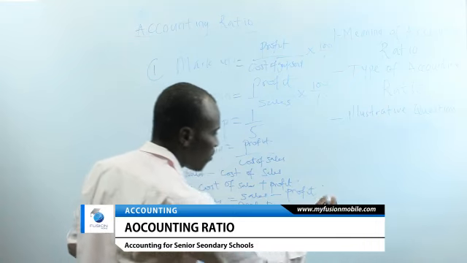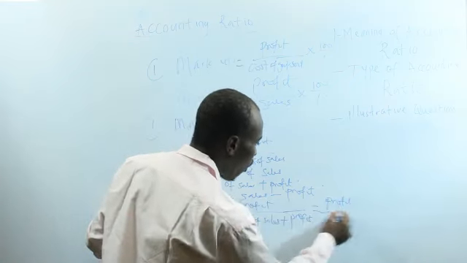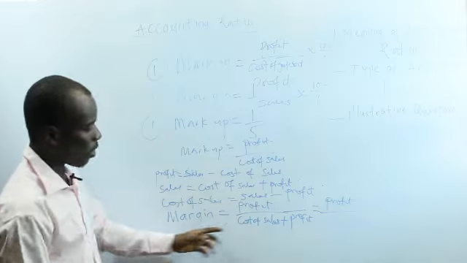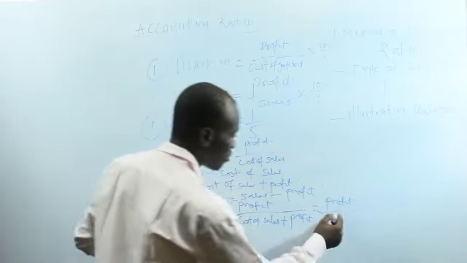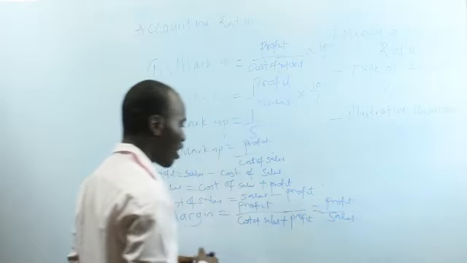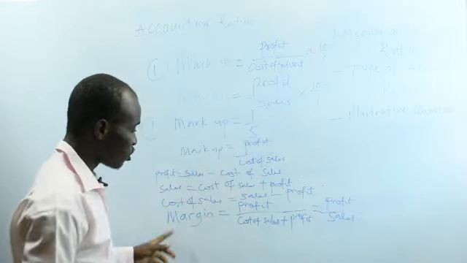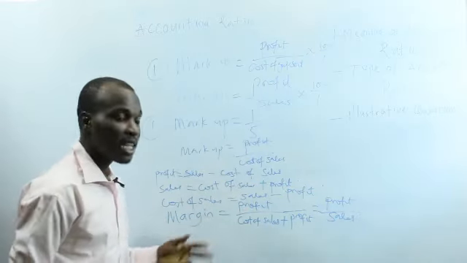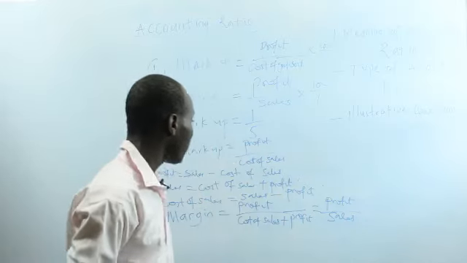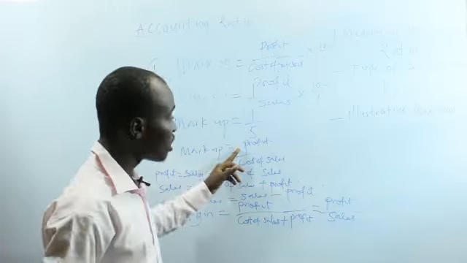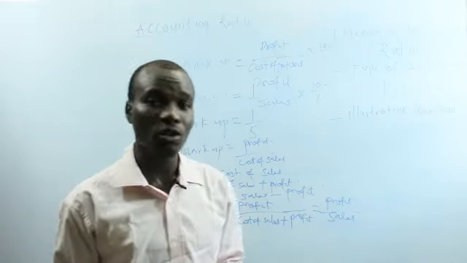So we are going to have profit over what? Cost of sales plus profit equals what? Equals sales over sales. So the markup here has been changed to what? To margin. For us to change the markup to margin, we have to add the figure at the numerator to the figure at the denominator.